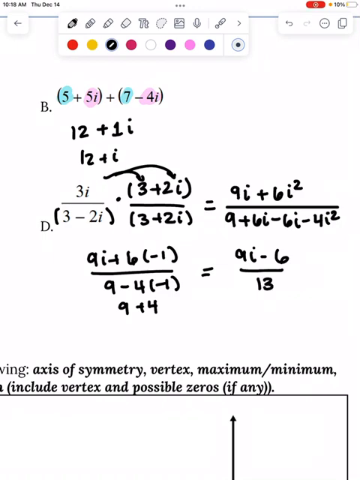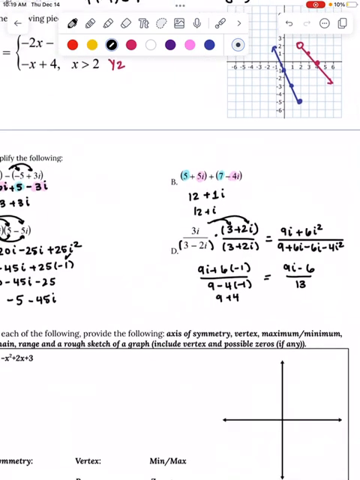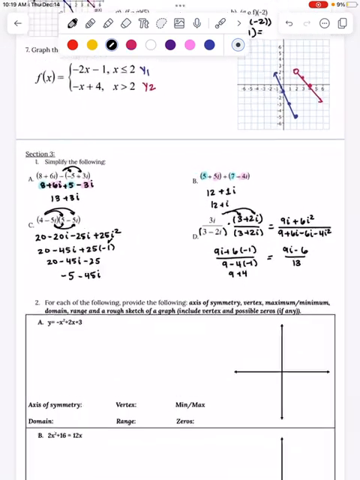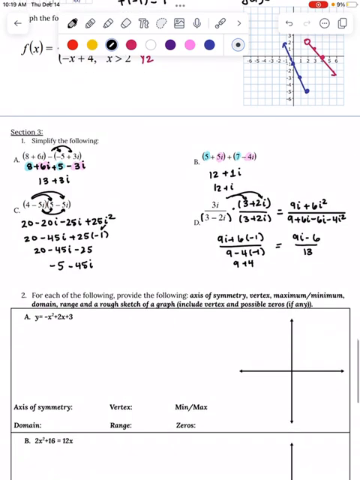Bada bing, bada boom. And I'm going to just sit here and kind of check my math since I'm doing it and talking. God, you guys are loud. 9i, 6i squared, 9, 6i minus 6i, minus 4i squared, plus 4. Looks pretty good to me. Alright, and that's that first section.